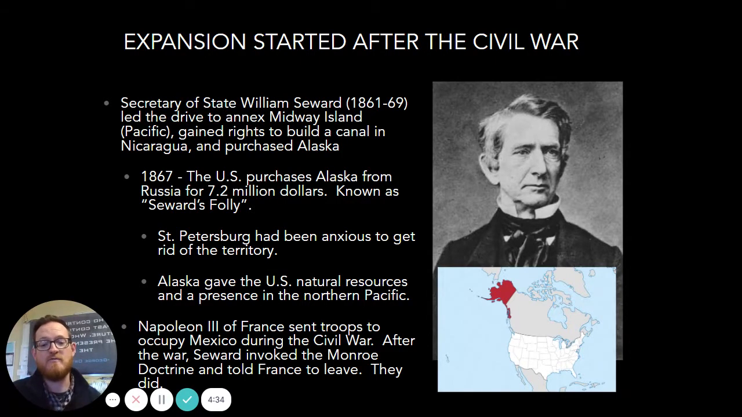Russia at that time had just wanted to get rid of it. And now eventually Alaska will come to be very, very important because it is full of natural resources, and it would give the United States a presence in the northern Pacific.